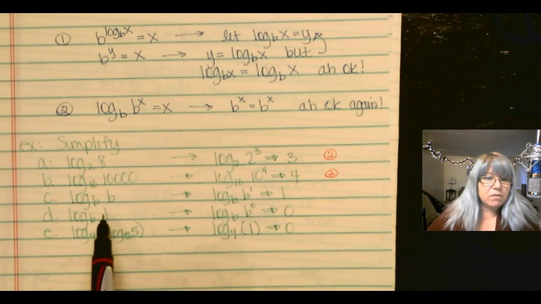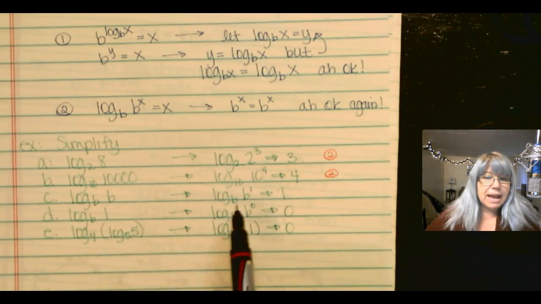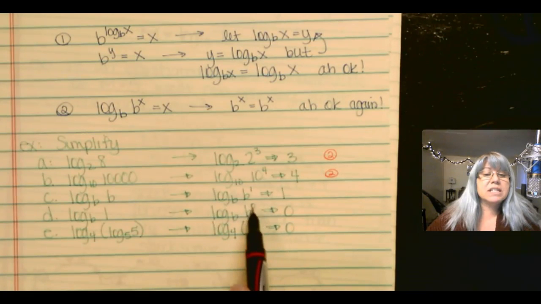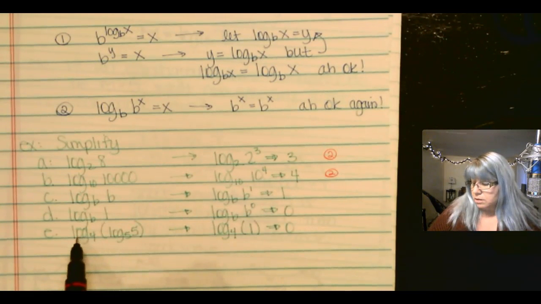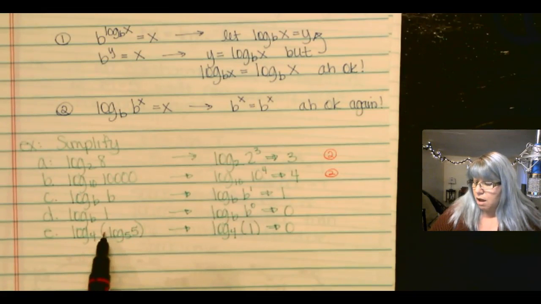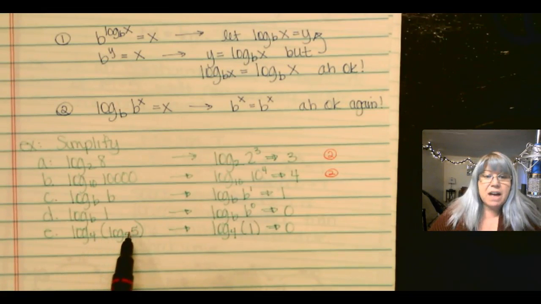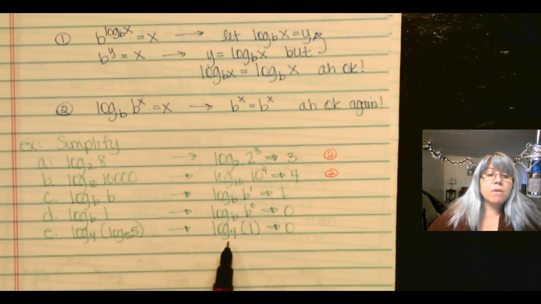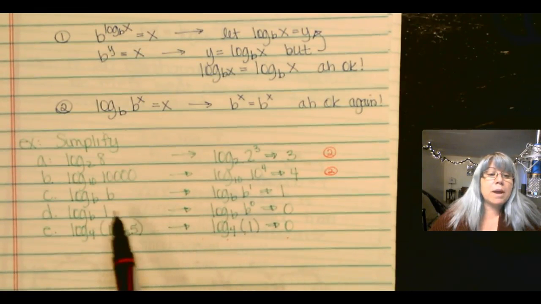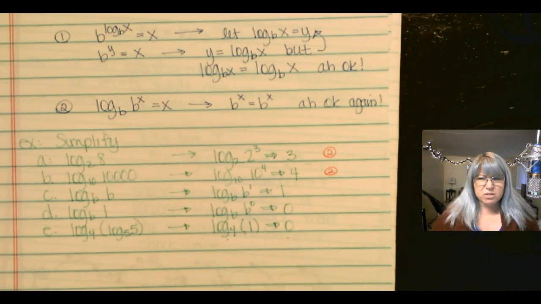Log base b of 1. How can I rewrite this 1? As b to the 0. Since the log base b cancels out, my answer is 0. Log base 4 of log base 5 of 5. Well, log base 5 of 5 is 1. So I know log base 4 of 1 is 0, because I go right back to problem D. If it equals 0, then it's got to be the power of 0. So just work on those, and I think you'll be okay with them.